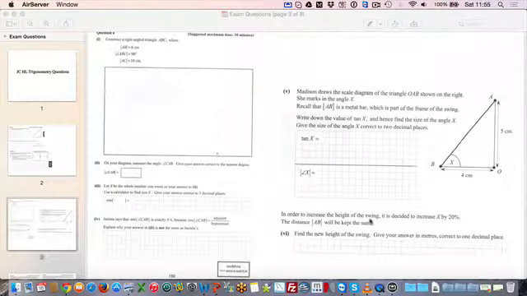In order to increase the height of the swing, it is decided to increase X by 20%. The distance AB will be kept the same. Find the new height of the swing. Okay, what are they talking about here? You have all the tools to do stuff like this. It's just to try and figure out what they're asking for in the question. Right, so what are they looking for here? In order to increase the height of the swing, it's decided to increase angle X by 20%. What's going to happen to... Okay, I'll draw it out here on the next page.